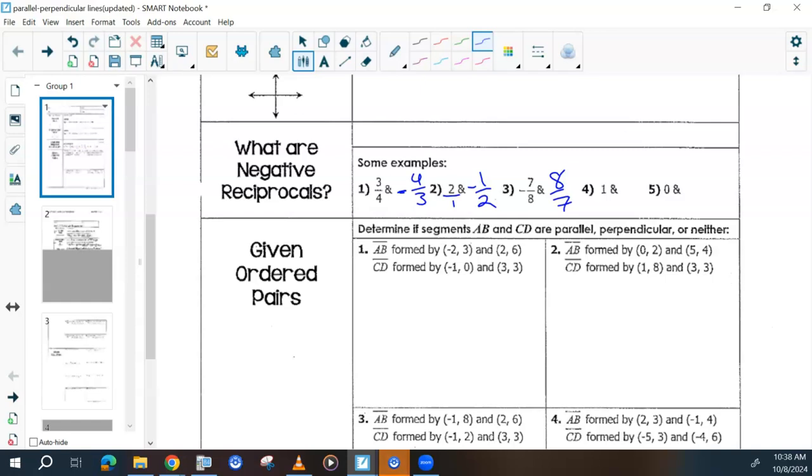Just negative 1, yeah. Because this is really 1 over 1. So if I flip that and make it negative, it's negative 1 over 1, but that just simplifies to negative 1. Now, this one is a little challenging.